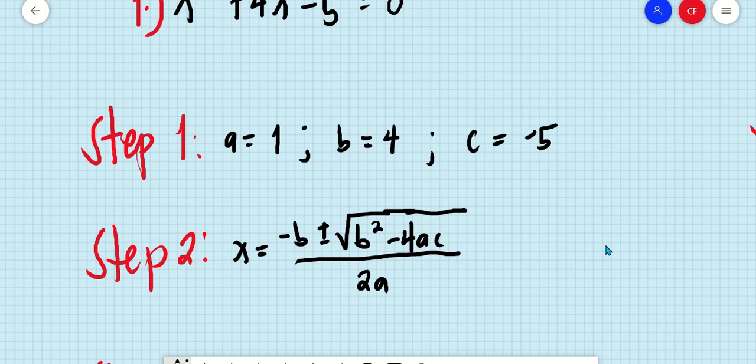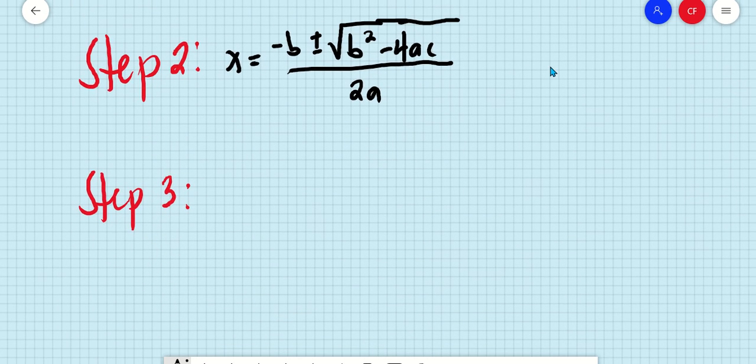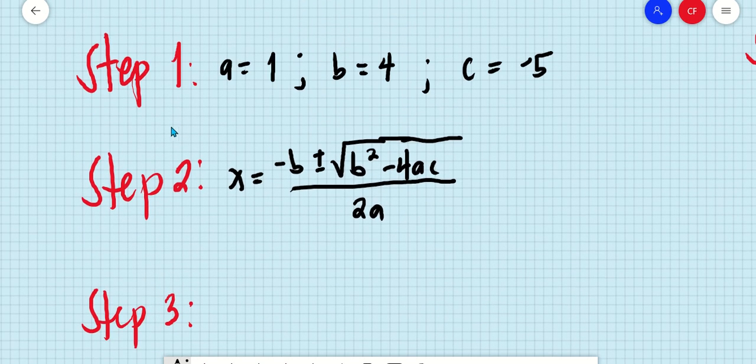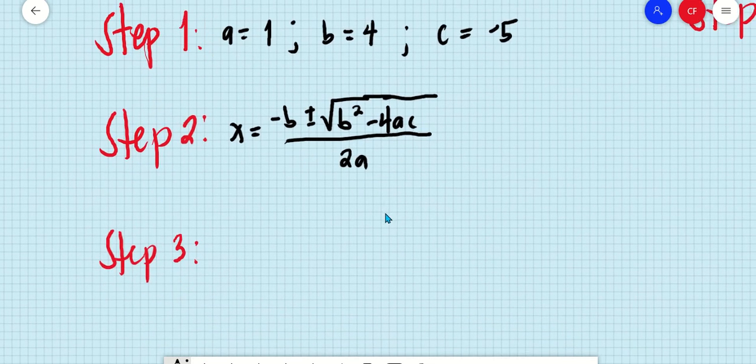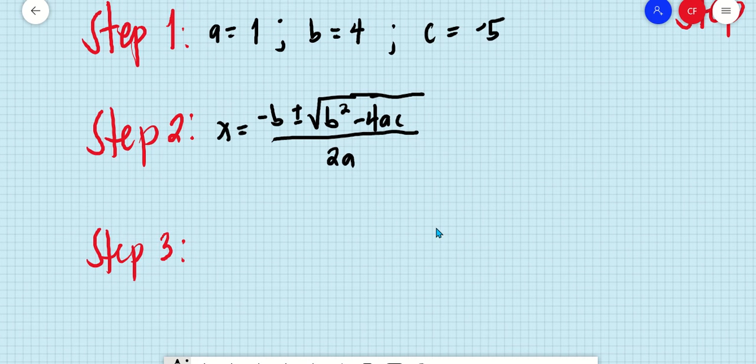And for step number 3, syempre, as you can see here, sa step 1, may value na tayo ng a, b, and c. Step number 2, may formula na rin tayo. So, syempre, step number 3, plug in na lang po natin yung value dito sa given formula. Okay, so ulitan lang natin ng konti. Ayan. So, again, for step number 3, just simply plug in the given values in the given formula. So, again, x equals, again, yung b natin is positive 4. So, that is negative times positive 4, plus or minus.